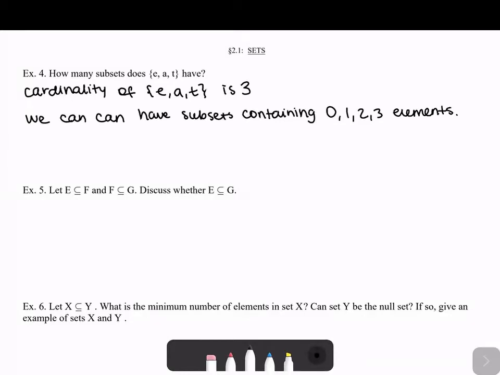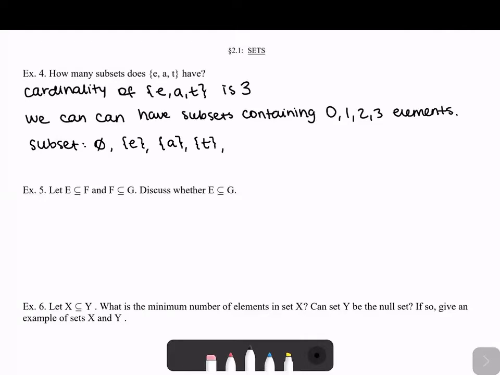So first off, the set containing 0 elements is unique, right? There's only one of them. So the first subset that we can look at is the empty set, the set containing 0 elements. So next we'll consider subsets containing 1 element. So we can have the set containing E, the set containing A, the set containing T, right? These are typically called singleton sets, the sets containing 1 element.